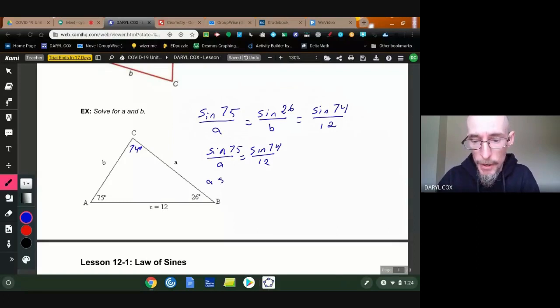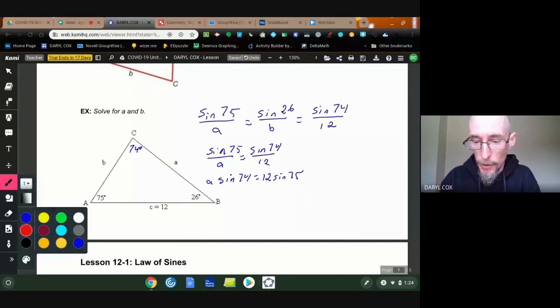So A sine of 74 equals 12 sine of 75. Now remember that sine of 74 is one big number. Sine of 75 is one big number. So what I'm going to do is divide by this sine of 74 on both sides. In fact, if I wanted to write that out, I'm going to divide by the sine of 74 and the sine of 74. That's going to cancel out this and that.